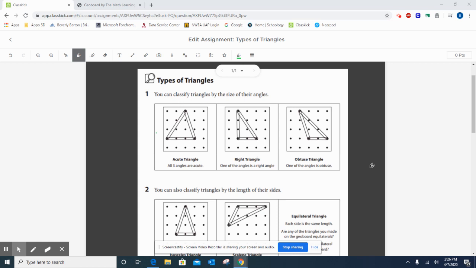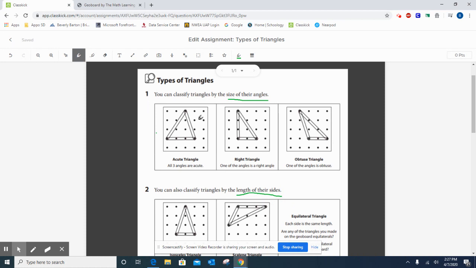Hi, we're going to be working on triangles today. This types of triangles reference sheet can be found in your Schoology account. You can classify triangles in two different ways. Every triangle has two names. One name is based on the size of its angles, and one is based on the lengths of its sides.